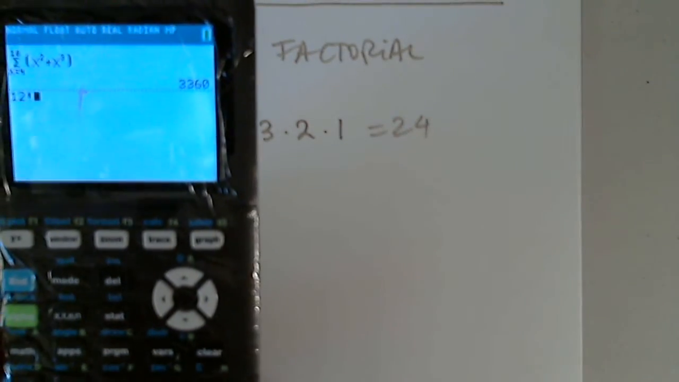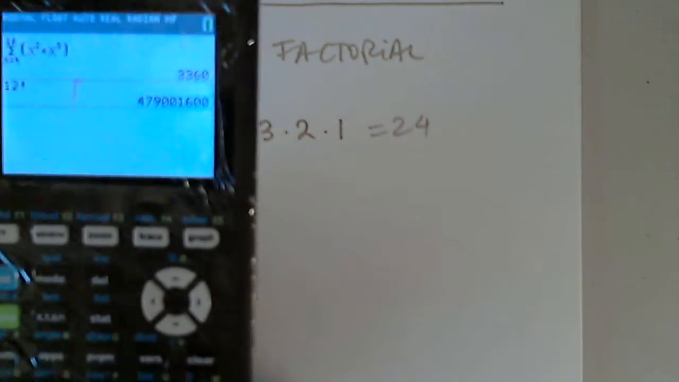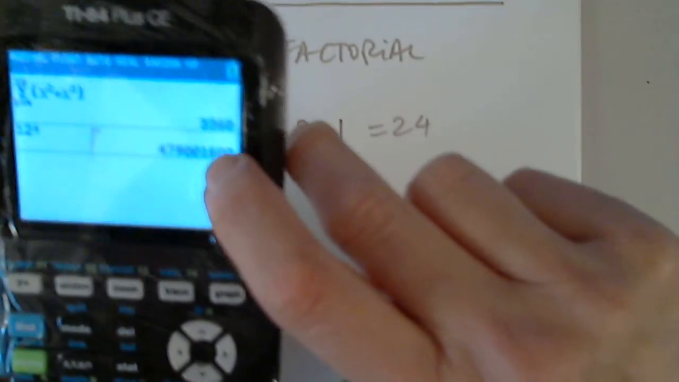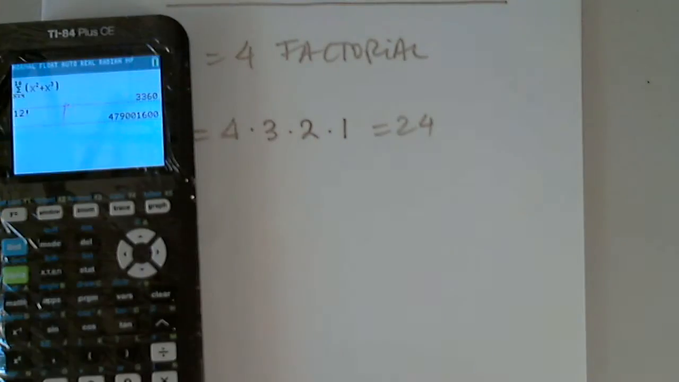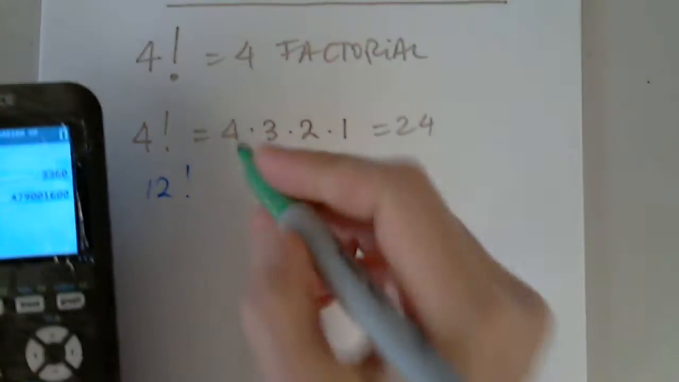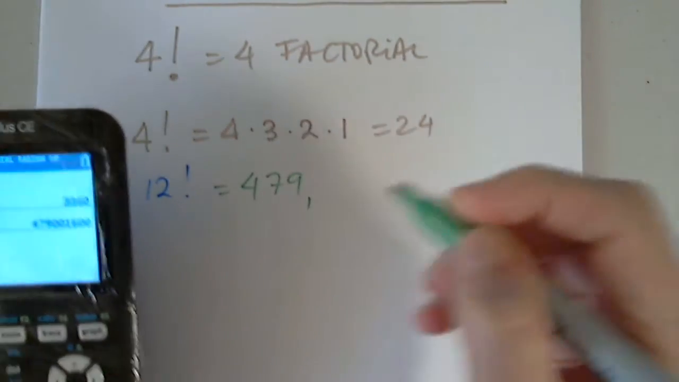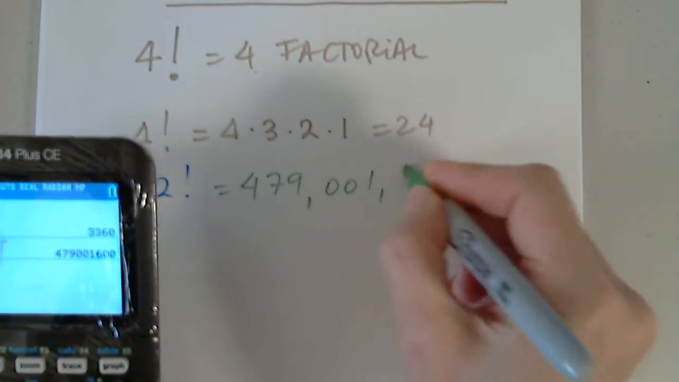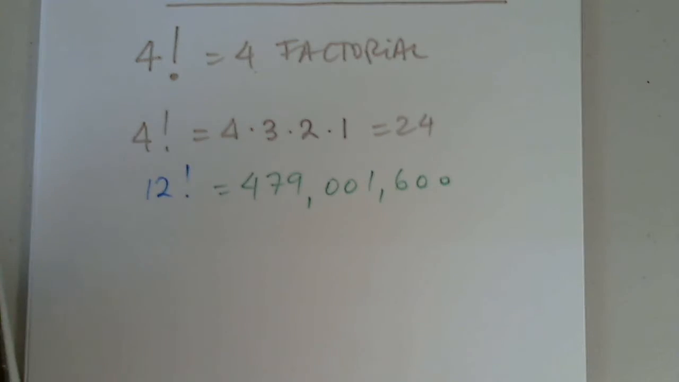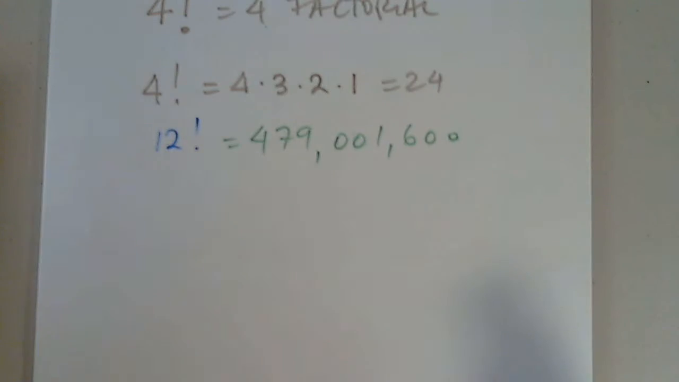12 factorial. Let's see how big this is. Wow. 479,001,600. They grow tremendously. So that was just a notation.